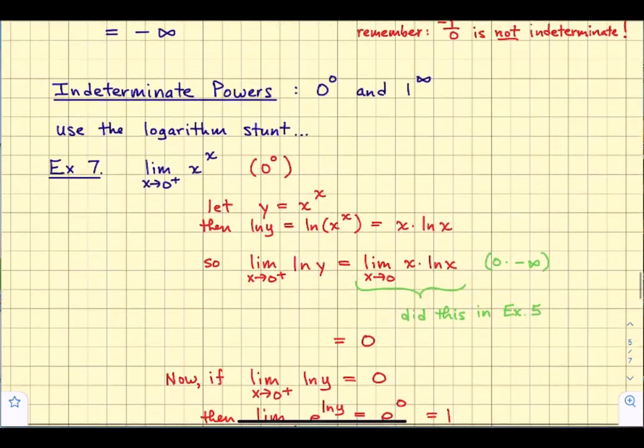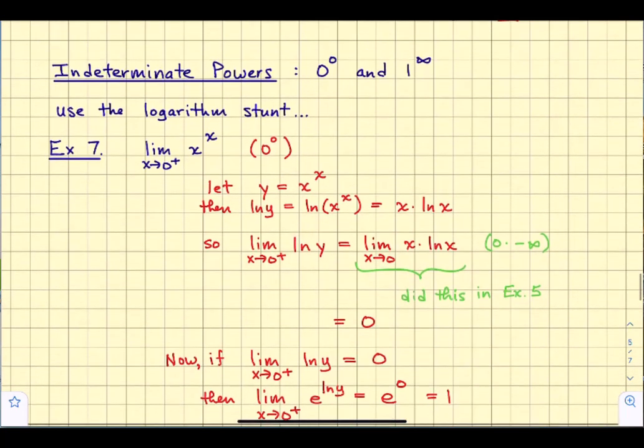All right, lastly, we need to talk about what happens when you have indeterminate powers, 0 to the 0 and 1 to the infinity. We want to use what I call the little logarithm stunt. So take a look at the example. As x goes to 0 from the right of x to the x, this would give us a 0 to the 0 form. And we need to make this where we can apply L'Hopital's rule.